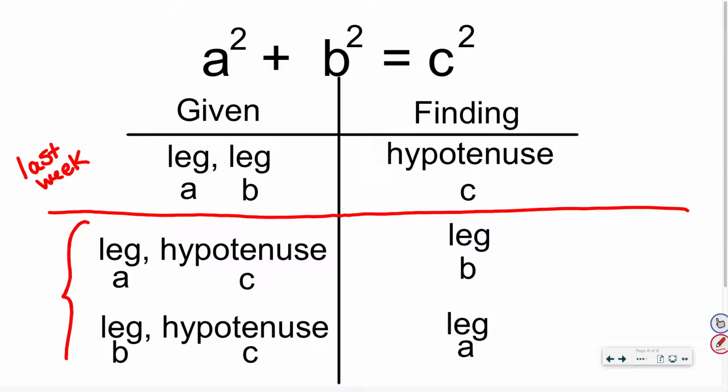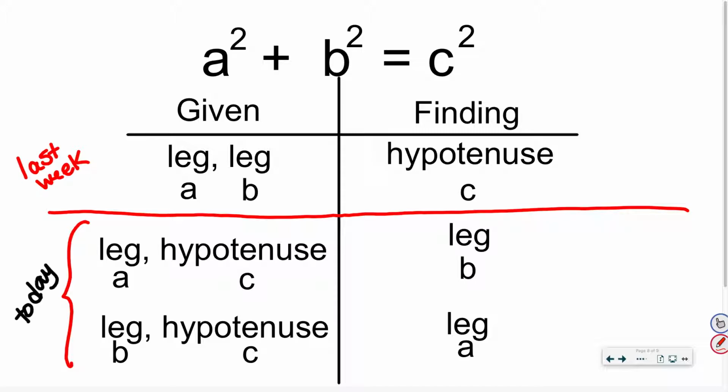Today, we talked about the next layer. If I was given one of the legs and the hypotenuse, I would be finding the other leg. Why do you think I added two of them? Like it says leg A, hypotenuse C, finding leg B. Leg B, hypotenuse C, finding leg A. Why do you think I did both?